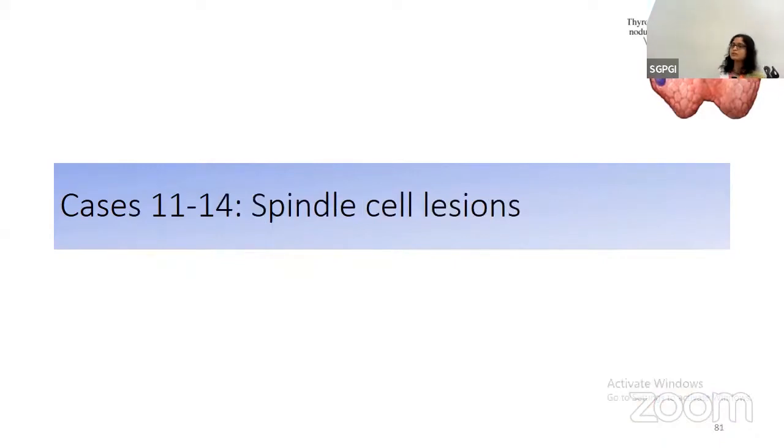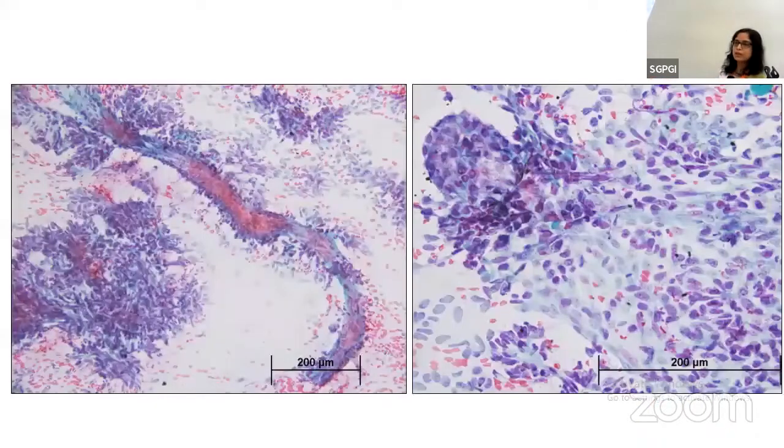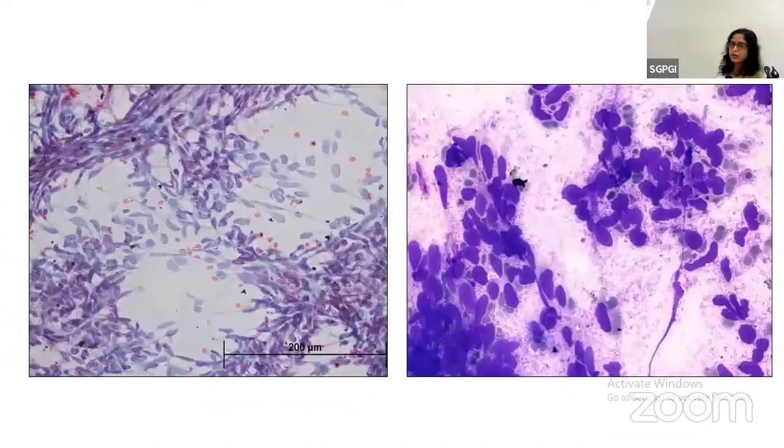Okay, so we have a few cases of spindle cell lesions. A very cellular aspirate composed predominantly of spindle cells. There were numerous vascularized fragments. There was a focus, as if they are forming a round acinar structure around some central space.